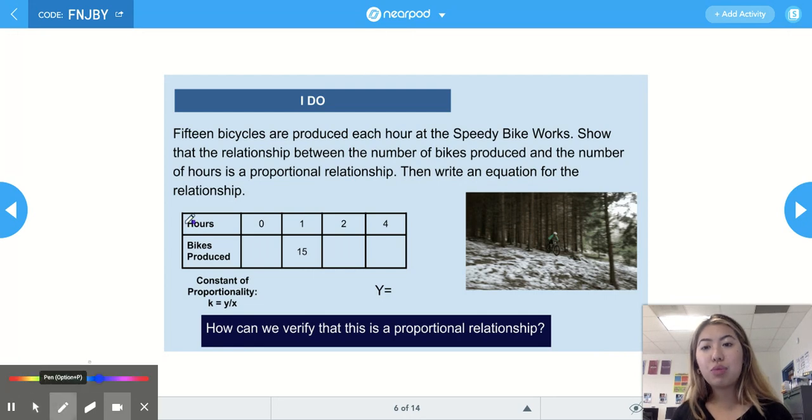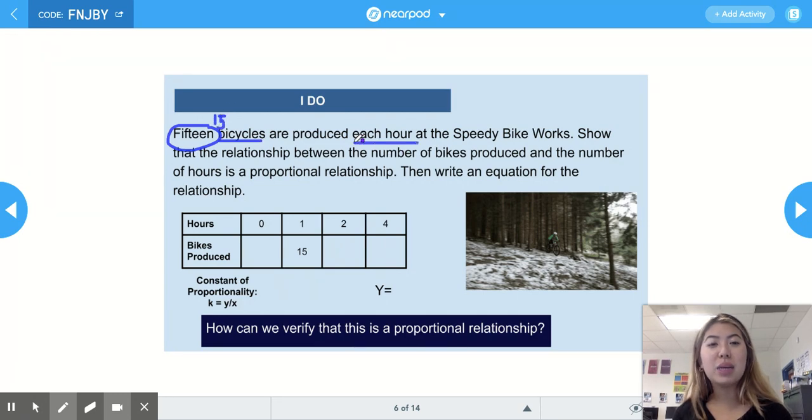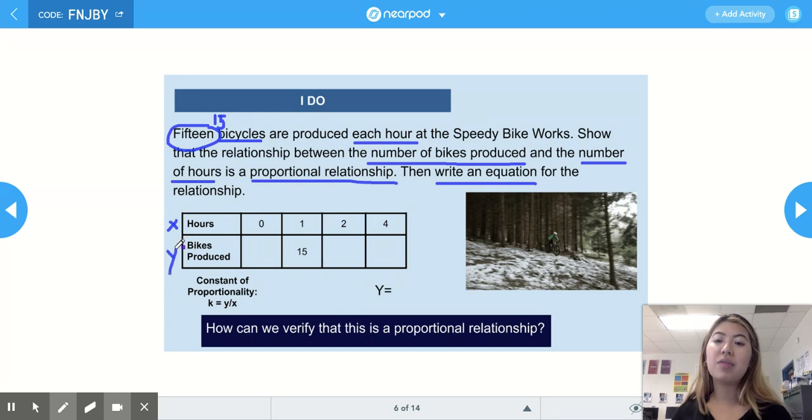This first I do problem reads: 15 bicycles are produced each hour at the Speedy Bike Works. Show that the relationship between the number of bikes produced and the number of hours is a proportional relationship. Then write an equation for the relationship. So this first statement was already put into the table. Our hours is going to represent our x values, and our bikes produced is our dependent variable, and that's going to represent the number of bikes produced. So in 1 hour, 15 bikes were produced.